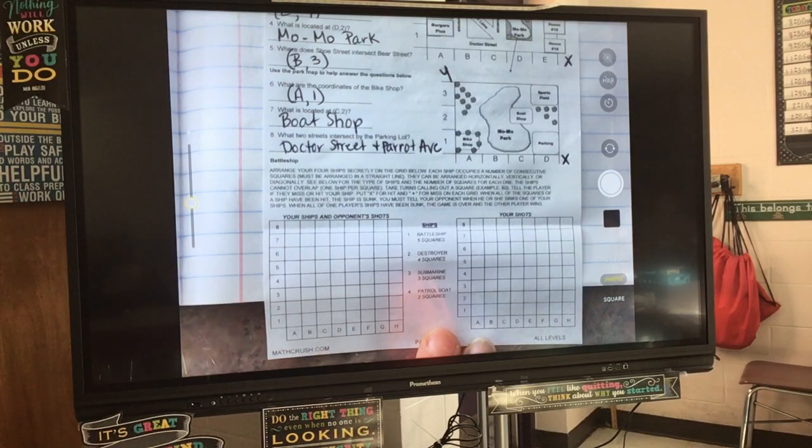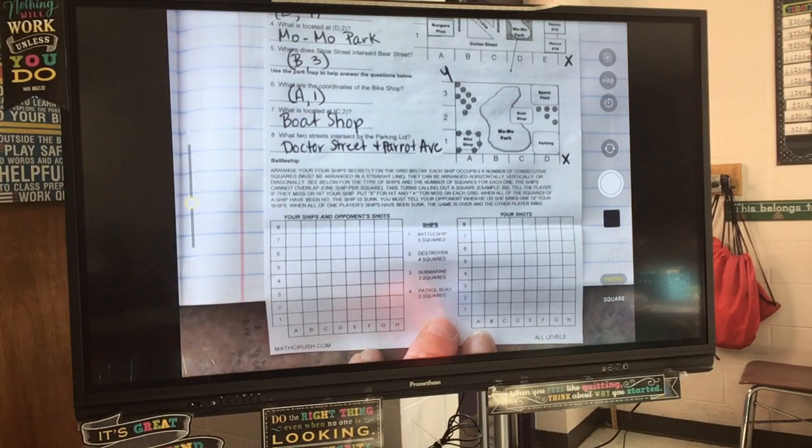It says arrange your 4 ships secretly on the grid below. Each ship occupies a number of consecutive squares. They must be arranged in a straight line, so you can't go in a circle or anything like that. They can be arranged horizontally, vertically, or diagonally. See below for the type of ships and the number of squares for each ship. The ships cannot overlap, one ship per square. Take turns calling out a square, for example, B2. Tell your partner if they miss or hit your ship. Put an X for a hit and a dot for a miss on each grid. When all of the squares of a ship have been hit, the ship is sunk. You must tell your opponent, and he or she sinks one of your ships. When all of one player's ships have been sunk, the game is over and the other player wins.